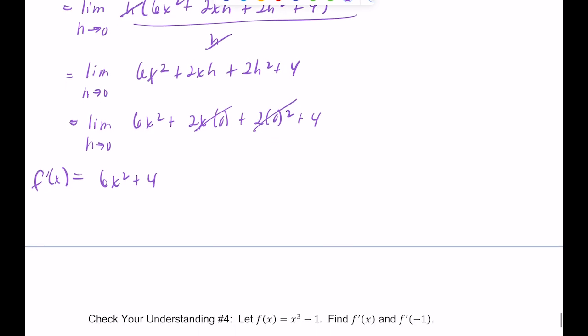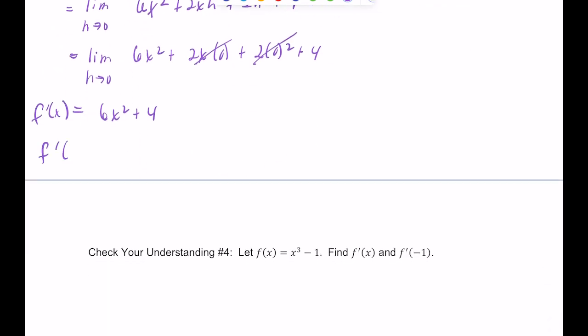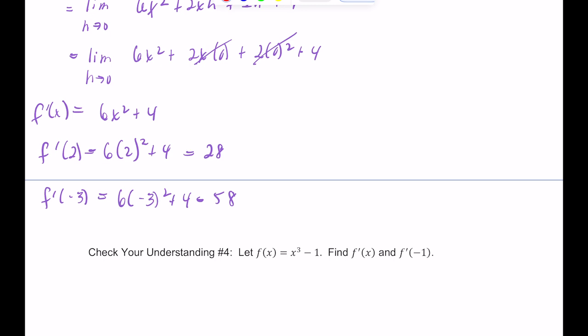So now I can actually find f prime of 2 and f prime of negative 3, since I have f prime. So f prime of 2 would just be 6 times 2 squared plus 4. And that would give me 28. And then f prime of negative 3 is just going to be 6 times negative 3 squared plus 4. And that would just give me 58. Right, so again, this is going to be the slope of the function where x equals 2. And this would be the slope of the function where x equals -3.